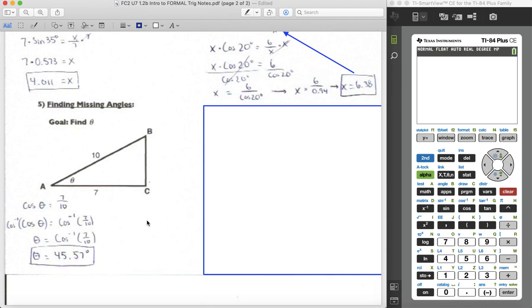Part 5. Change it up a bit. What if we know the side lengths, but we don't know the angle? What do we do now?